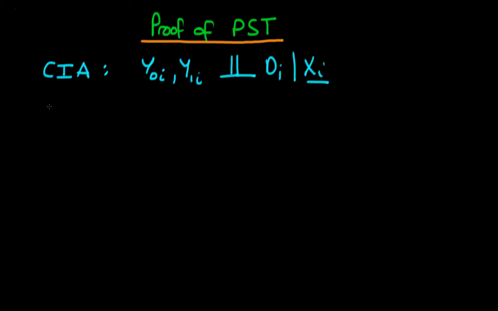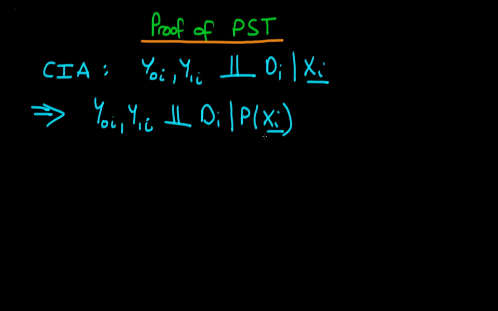Well, the propensity score theorem says, well, if the conditional independence assumption holds, then it happens to be the case that those two outcome variables, y0i and y1i, are themselves independent of di, conditional on the propensity score, so the probability with which an individual will receive treatment given their list of covariates xi.